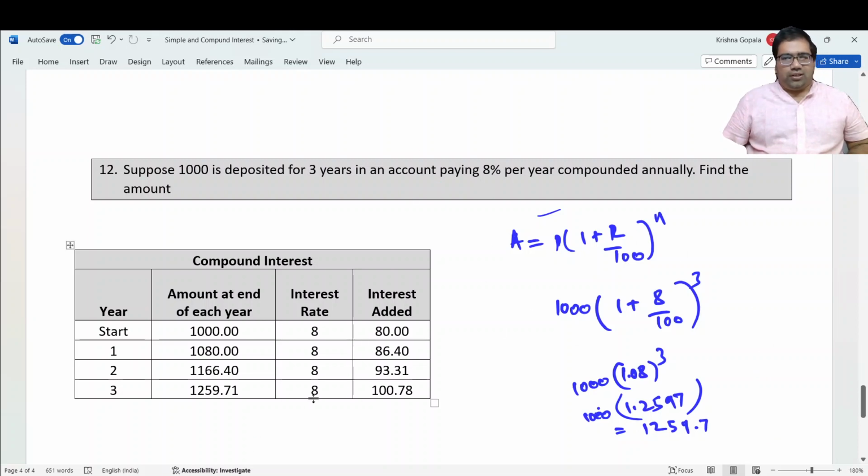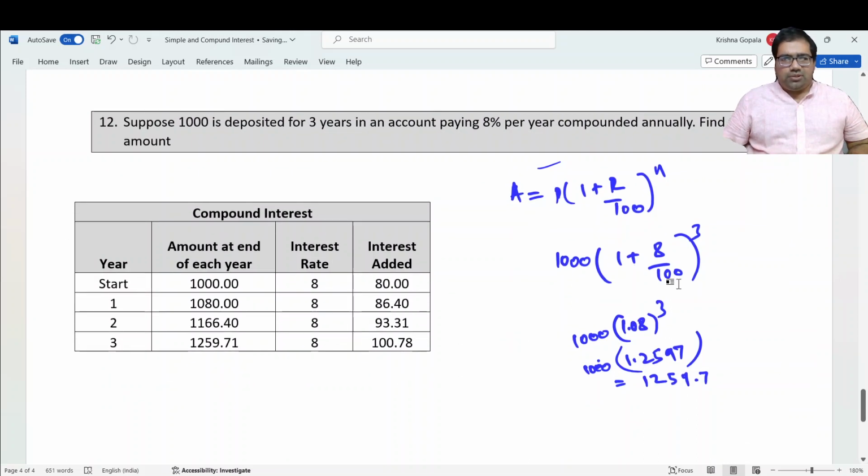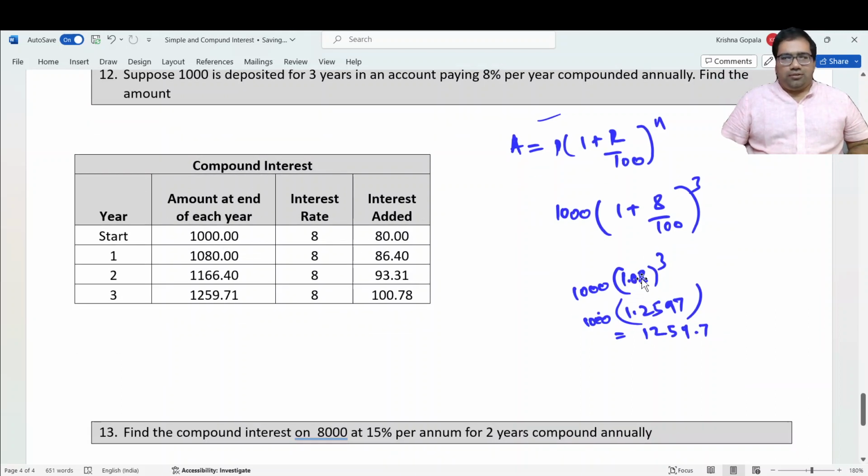Otherwise, this is another way of calculation. In either case, while you do this calculation, you don't need to worry about calculation beyond two digits. So, for example, 1.08 power 3. Likewise, 1.08 into 1.08. 1.08 square is equal to 1.1664. So you don't need to worry about all of this.